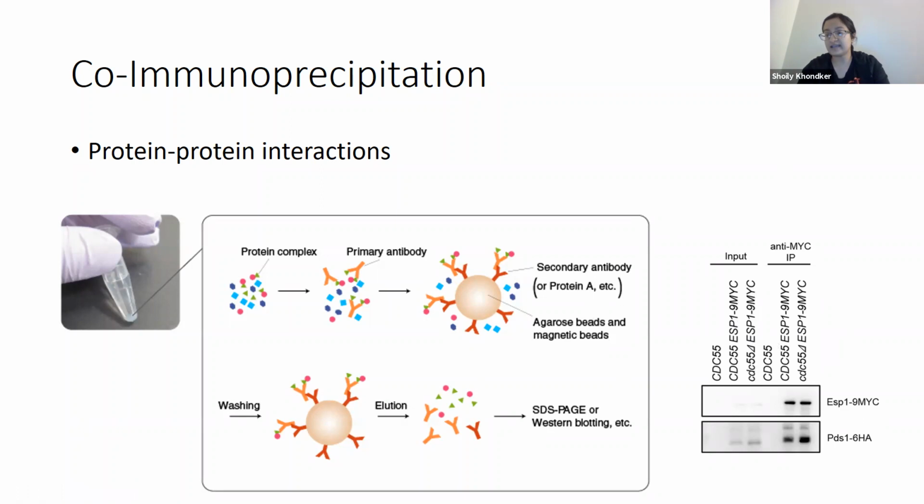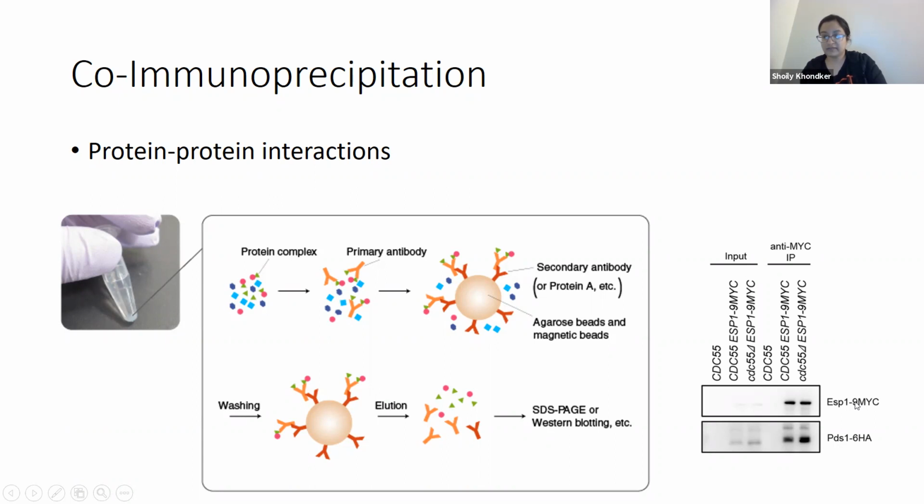lysed, and the cell lysate was used in this type of experiment, where it was incubated with beads that were conjugated to an anti-MYC antibody. After several wash steps, this one protein that was tagged with MYC was isolated along with any other proteins that it was bound to. And then the sample was run on an SDS-PAGE gel and blotted using antibodies both for MYC and for HA.